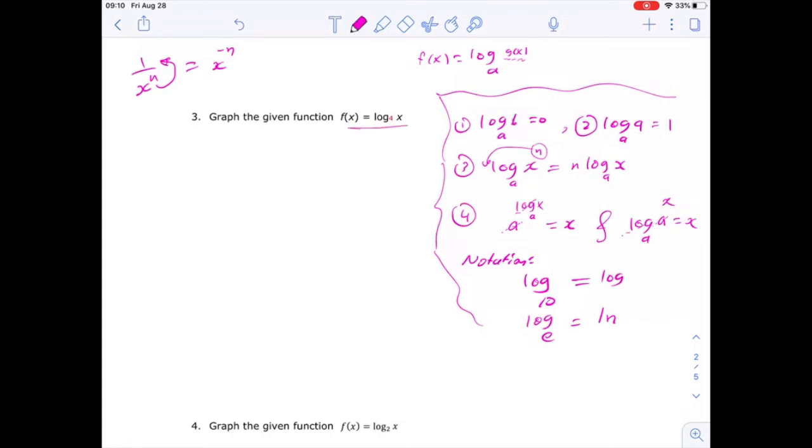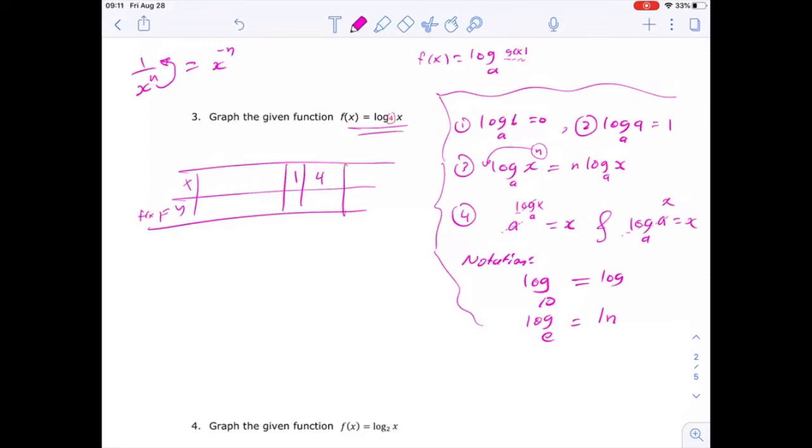Now let's graph this function, f of x equals log base 4 of x. We make a table, and then we choose 1 in the middle, and then we choose 2 values greater than 1 and 2 values less than 1, or more. You may choose more than 2 values. Now what is the base? The base is 4, and then we find one of the multiples of 4. Let's choose 16. And at the other side, we take the reciprocal of those numbers, 1/4 and 1 over 16.